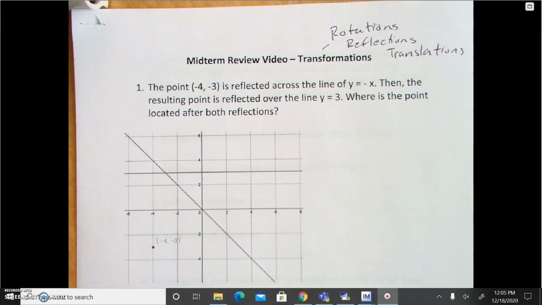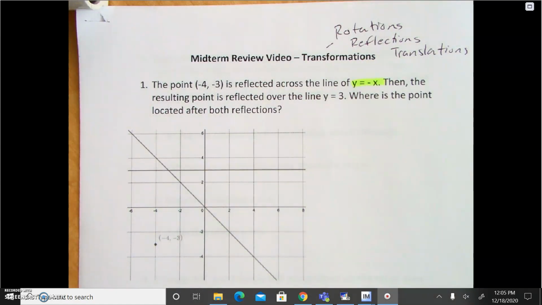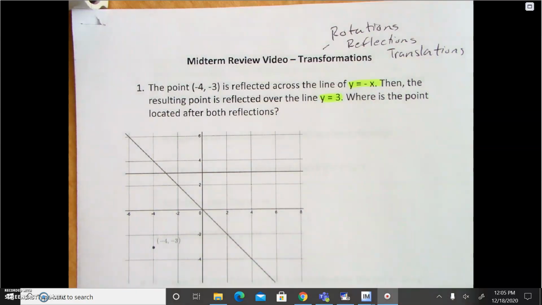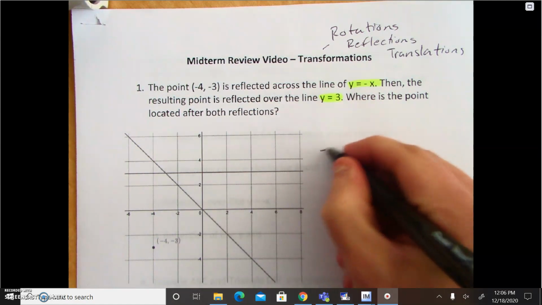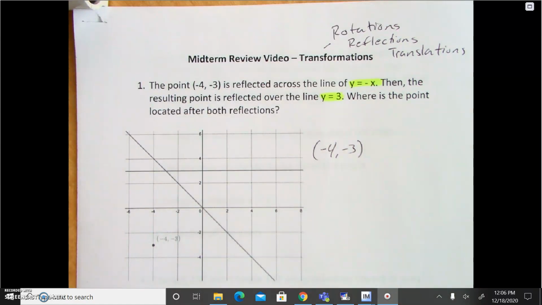Okay, so our first problem says the point -4, 3 is reflected across the line y equals -x. I'm just going to underline that because that's going to be an important thing. And then the resulting point is reflected over the line y equals 3. And then we need to find out where that new point is going to be. So the first thing I'm going to look at is my point. So it's at -4, -3. But then it needs to reflect across the line y equals -x.